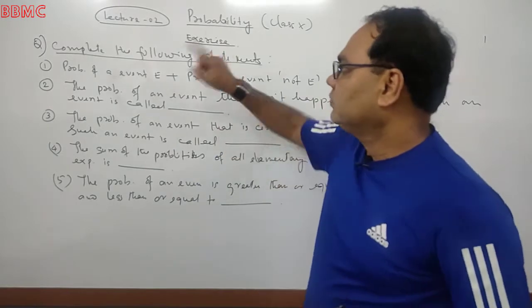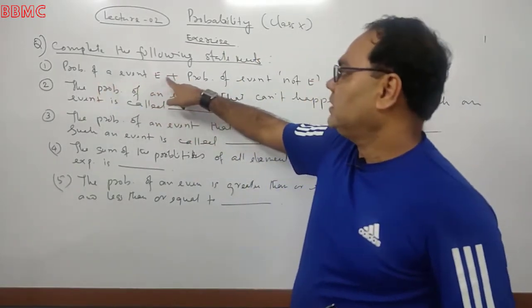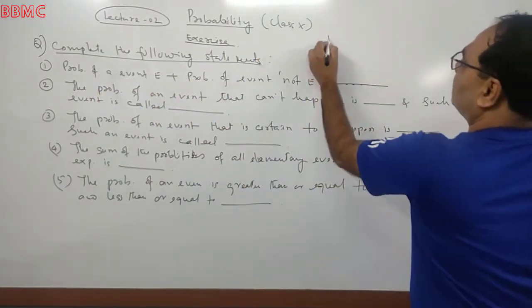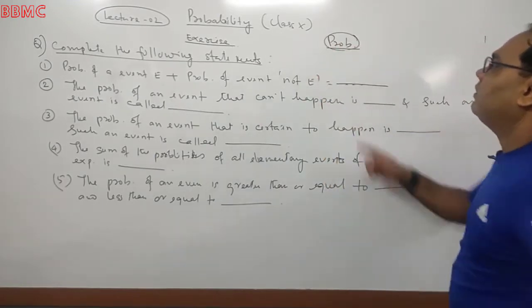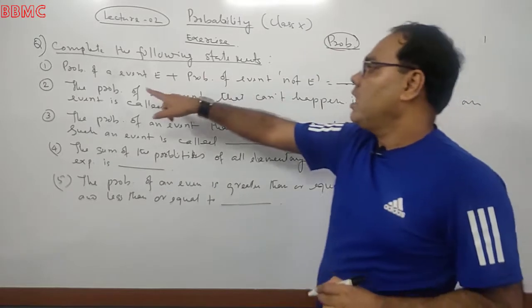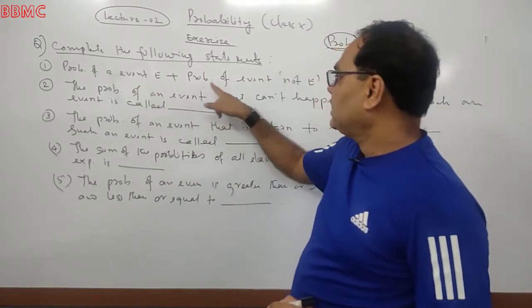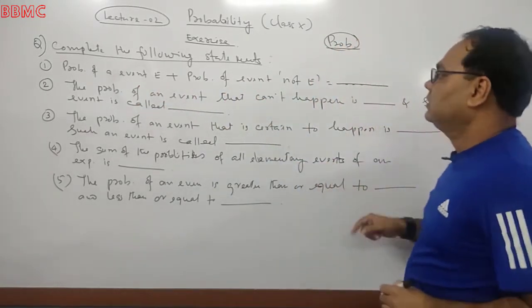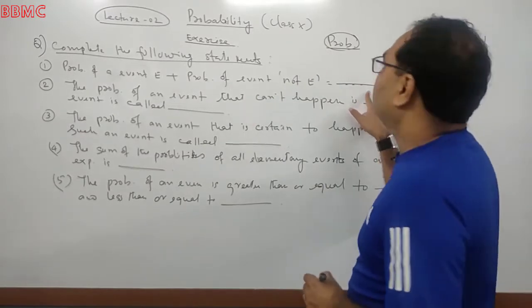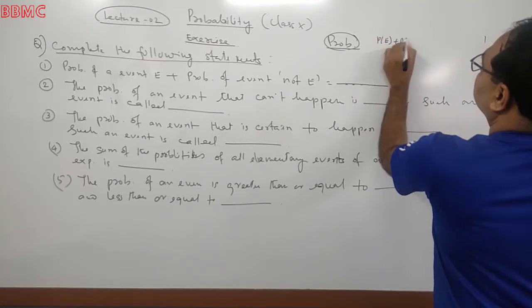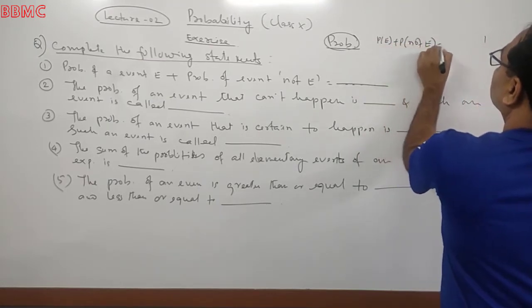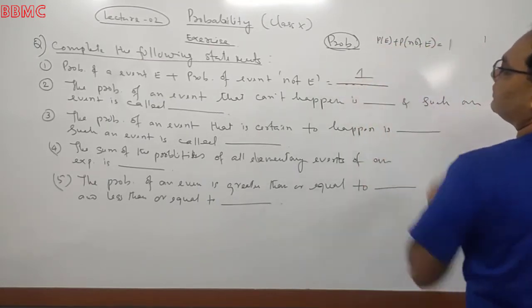Then, what is the probability of an event? I have written probability like that, PROB. Remember, I will write probability as Prob. The probability of an event E plus the probability of the event not E is equal to this. What will be the answer? P of E plus P of not E is equal to 1. This is the answer, 1.